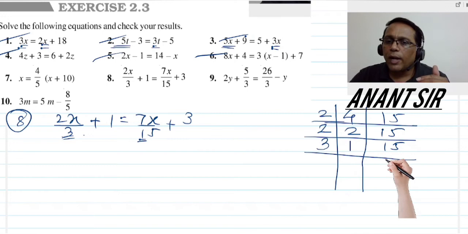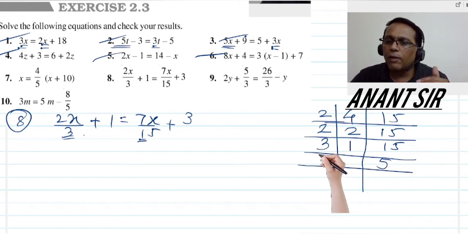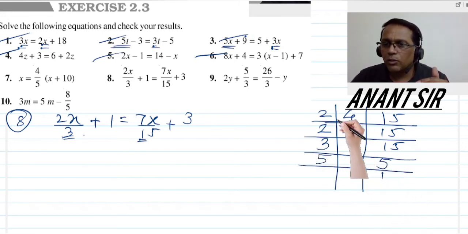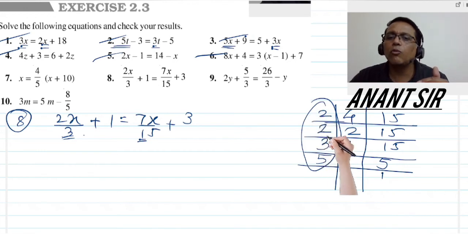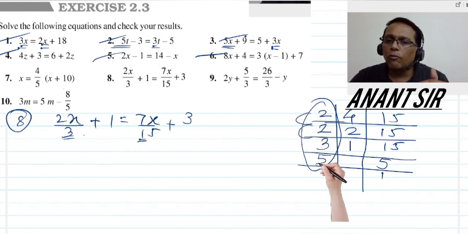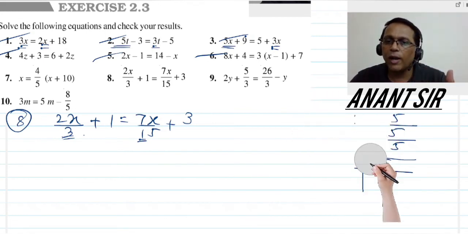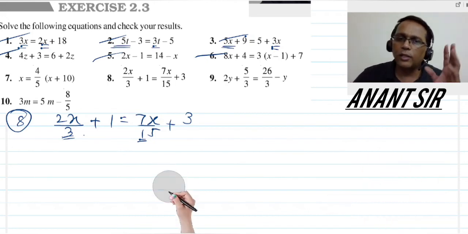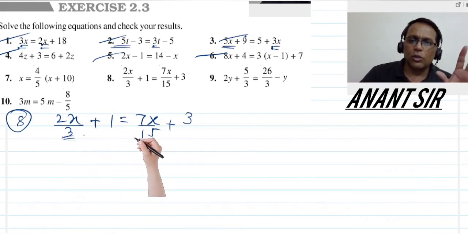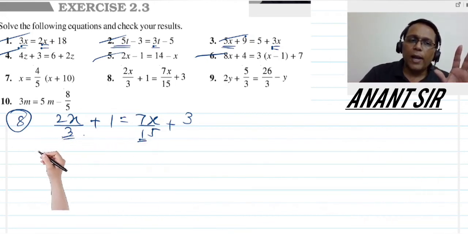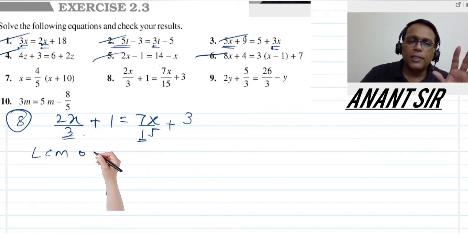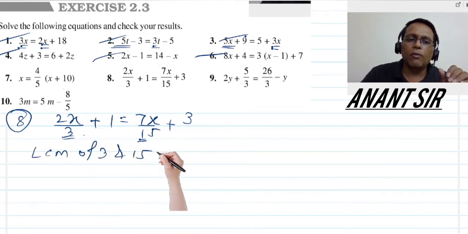So I'm dividing by 3, my answer will be 5, and when I divide 5 by 5, my answer will be 1. So this is our LCM if you multiply: 2 2s are 4, 4 3s are 12, 12 5s are 60. We had also found the same answer using the table, right? If I had written the table, that time also the answer was 60. Now in this question, 3 and 15, my LCM is 15. So the LCM of 3 and 15 is 15.